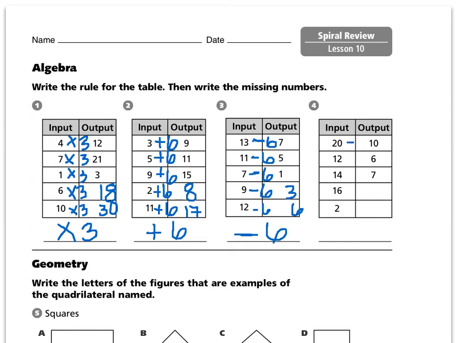So let's try dividing. 20 divided by 2 equals 10, 12 divided by 2 equals 6, 14 divided by 2 equals 7. So my rule is dividing by 2. 16 divided by 2 equals 8, and 2 divided by 2 equals 1.